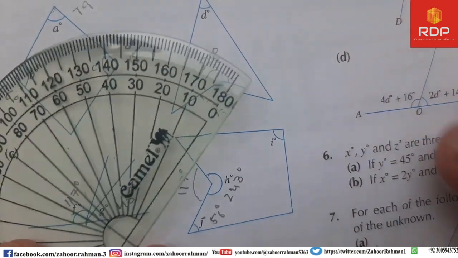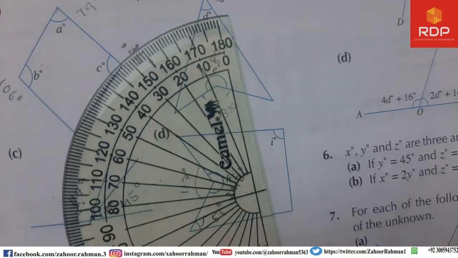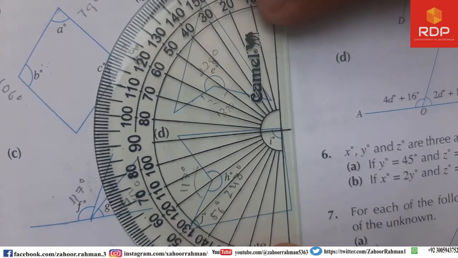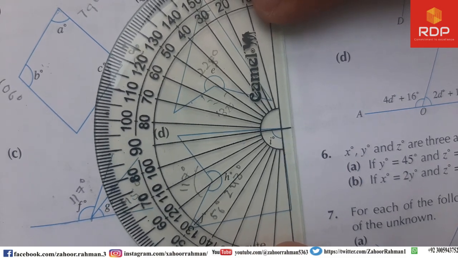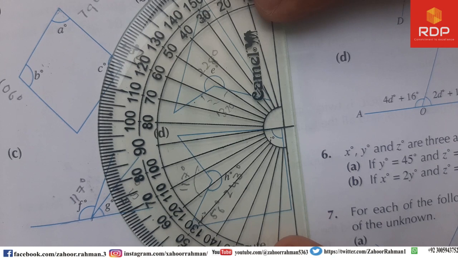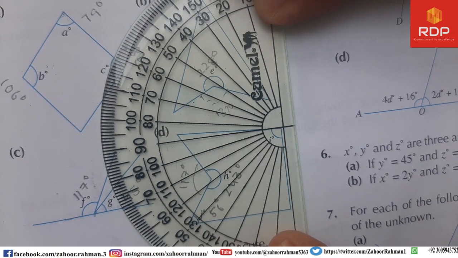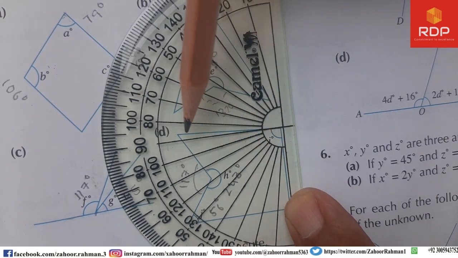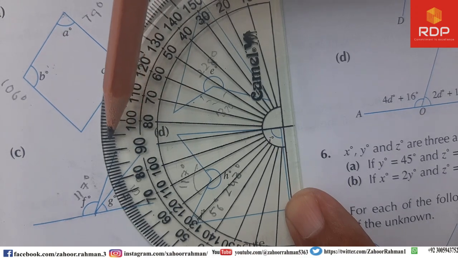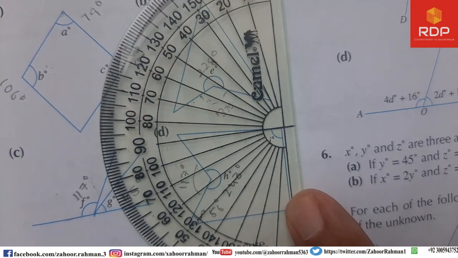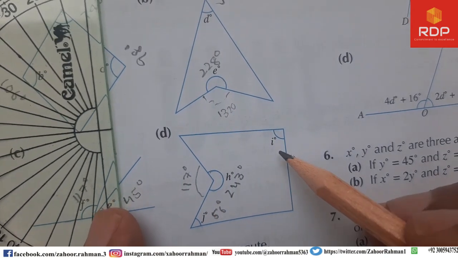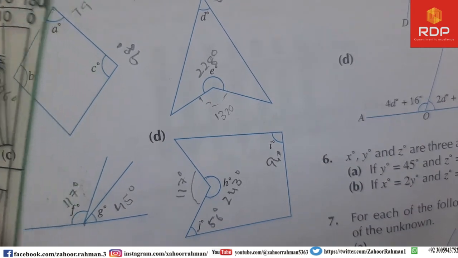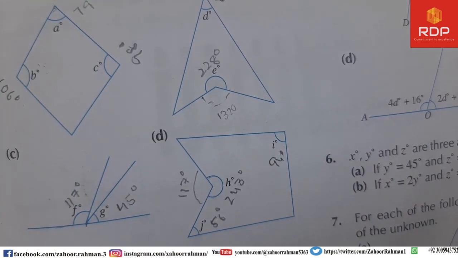Now this one is also a bit easy. So we have to bring this middle point here, and we have to overlap that line exactly above. So you will see that this line is showing us a little bit less than 95. So it means that this is equal to 94 degrees.